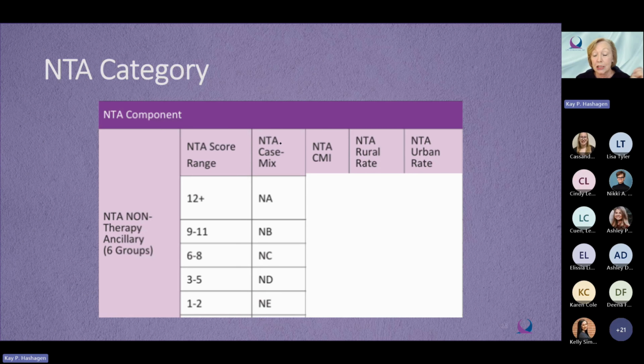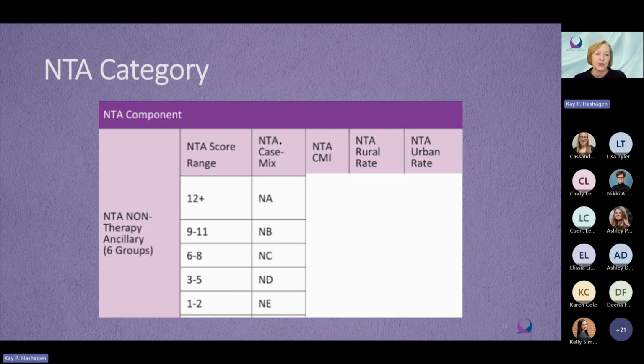And the last HIPPS character, the fourth one, is your NTA, non-therapy ancillary. This is the biggest one because you know that this will increase your rate for the first 3 days. So there are opportunities for 0 to 12 points, and the more points you have, the higher your reimbursement is going to be. So make sure that you have physician documentation and that you're checking your mapping tool to make sure that you have captured everything you can.